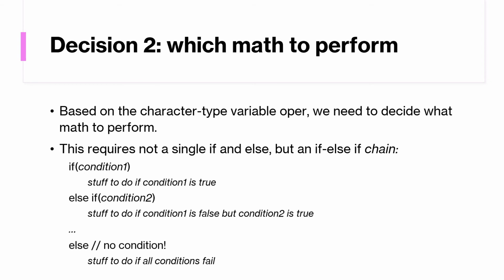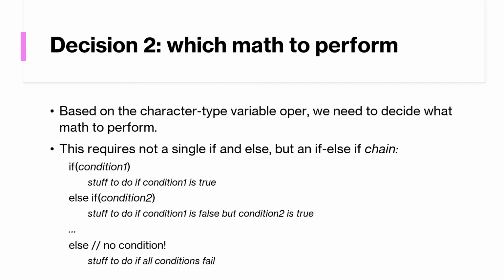Okay. Based on the character type variable oper, which we've just read in, we need to decide what math to perform. Okay. That's not going to be a single if and else like we did before, so we're not going to be able to be quite as simple. Now we need what's called an if, else if chain. And that is, the first if is just a normal if. Every other if is going to be preceded by the word else. And so it's going to say else if with a space. And so you have one if for the first condition, maybe plus, and then another else if for every other condition, minus, times, divided by, exponent.